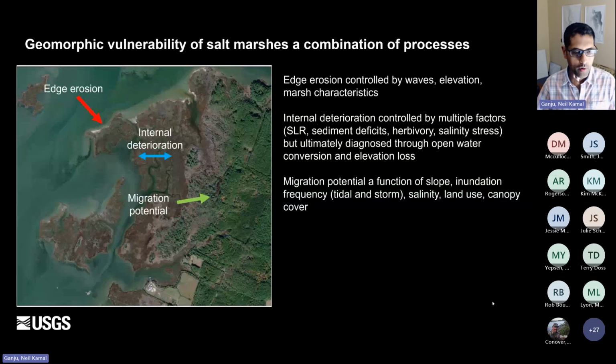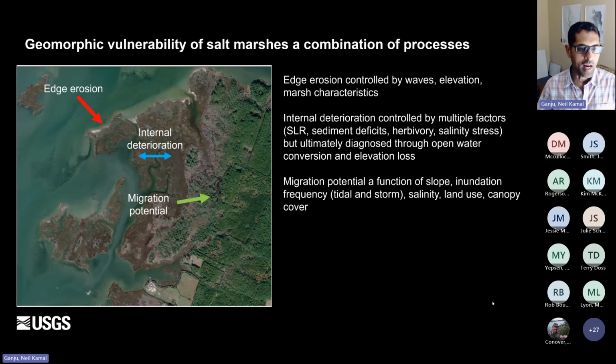So when I talk about salt marsh geomorphology and the vulnerability of salt marshes, there's really three separate processes that you can consider. So edge erosion on the landward edge due to waves is a natural process, obviously, but it's a function of how big those waves are, the elevation of the marsh, and the actual characteristics of the substrate. So that's one thing that's moving your marsh in at the seaward end. Within the marsh, we have internal deterioration, and this is something we're all familiar with in the Mid-Atlantic.